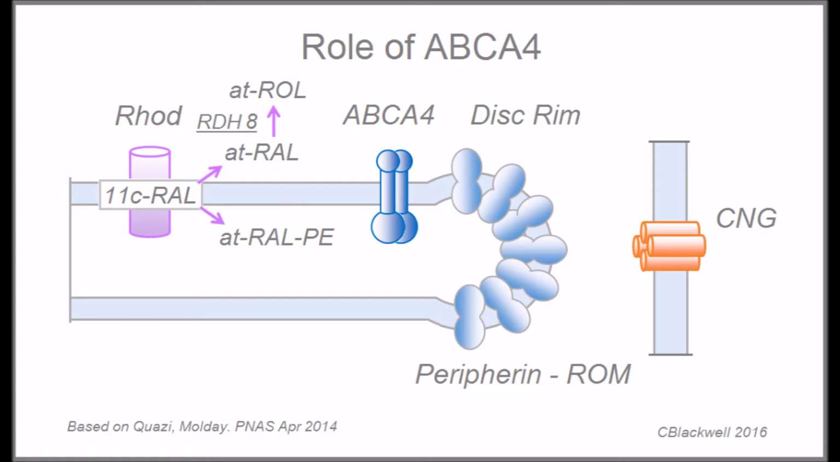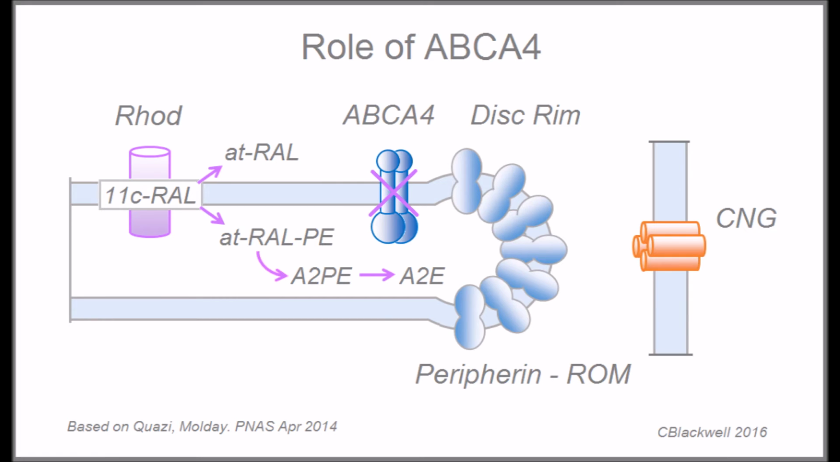ABCA4 is part of a large family of transport proteins. In this case, its role is the transport of all-trans retinal from the intradiscal space into the cytoplasm. Here it gets the mildly colorful description of flippase. Defective ABCA4 means all-trans retinal can't escape and is complexed with A2PE. Both of these compounds are known to be toxic to RPE cells.